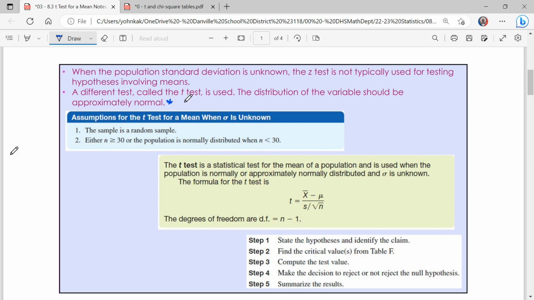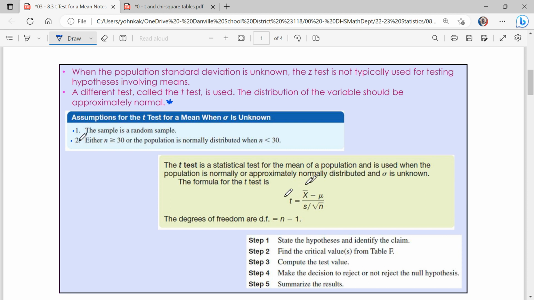There are two assumptions that you need for the t-test for a mean. One, the sample must be a simple random sample. And two, either your sample size is greater than or equal to 30, or if the population is normally distributed, then your sample size can be less than 30.